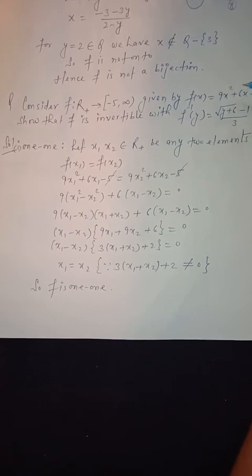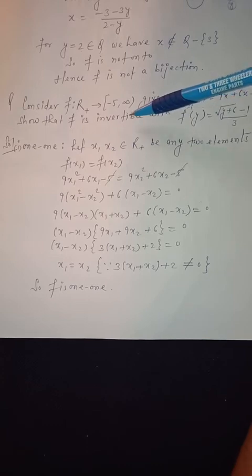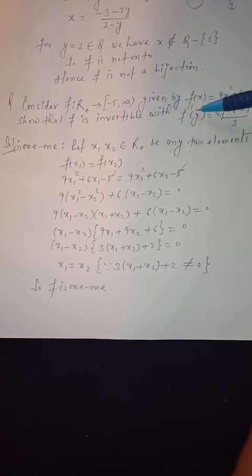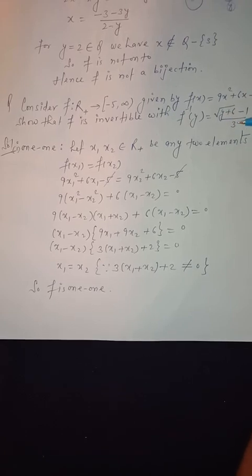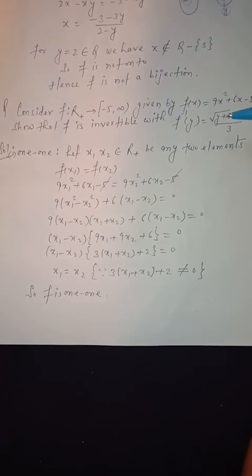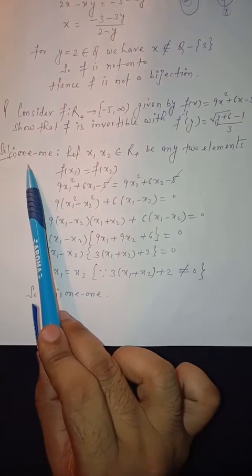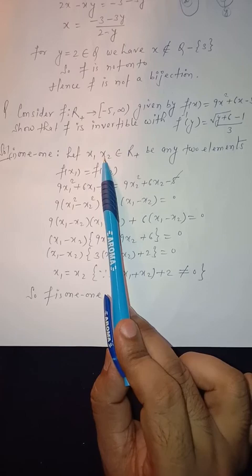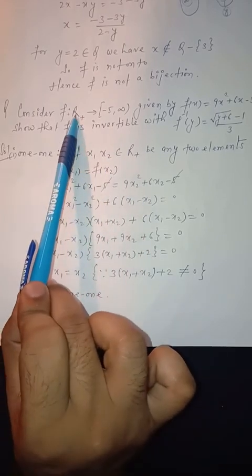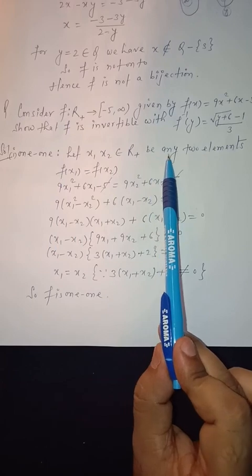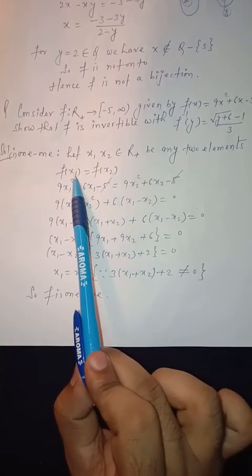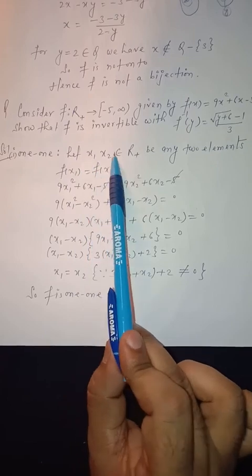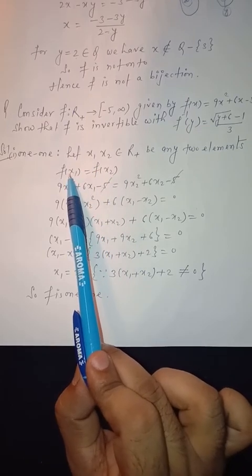So this function is 9x² + 6x - 5. You have to show this function is invertible with f inverse of y equal to (√(y+6) - 1)/3. Means we have to show this function is a bijection. So for this, prove it is one-one, and assume that there are two elements x1 and x2 which belong to set A, set A means R+, positive real numbers, such that f(x1) and f(x2) are equal, because there is a rule. This is a primary step of proving that the function is one-one or not.